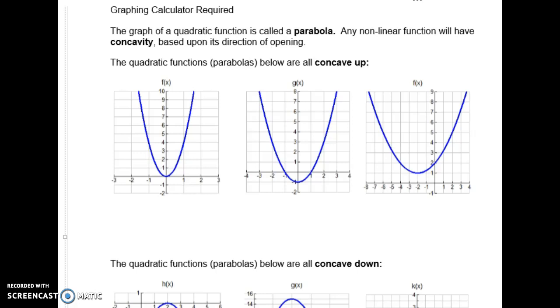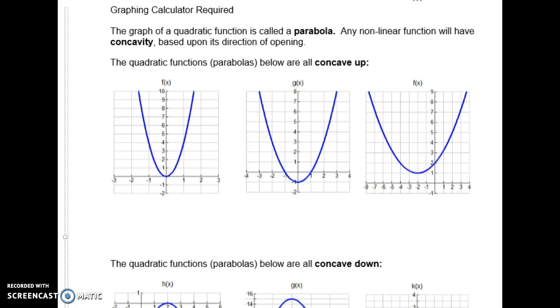In this video, we're going to discuss the concavity and vertex of parabolas. So a quadratic function always has a graph that has a specific shape to it. It's called a parabola. Any linear or nonlinear function will have a bend to it. And we'll generally call that concavity. It describes how the graph opens.